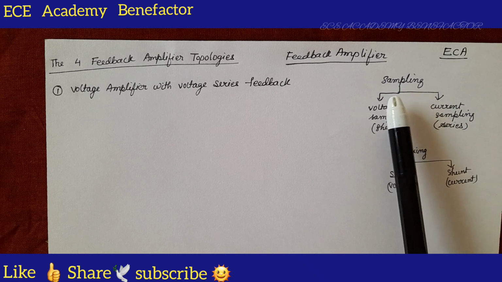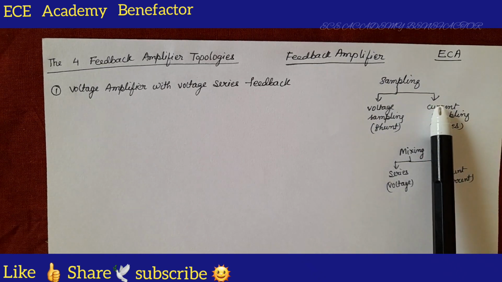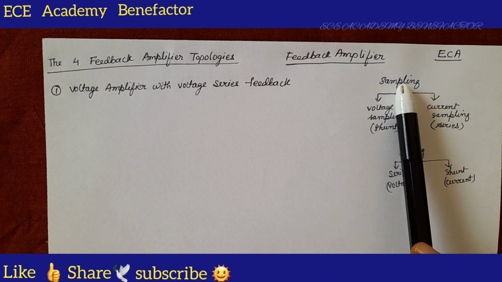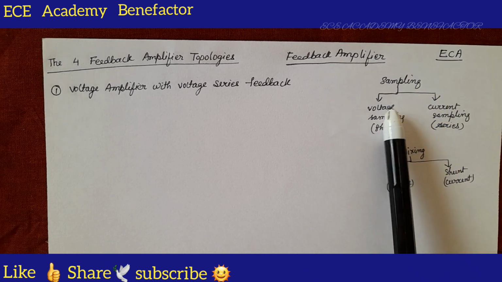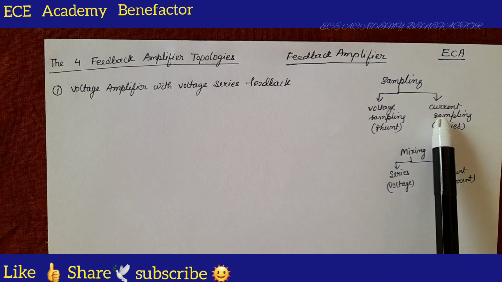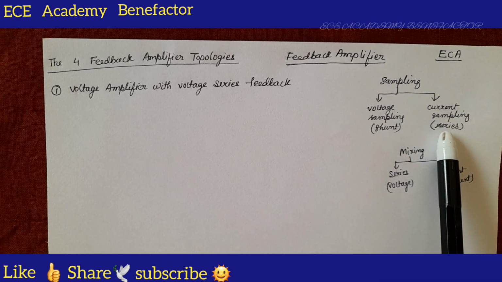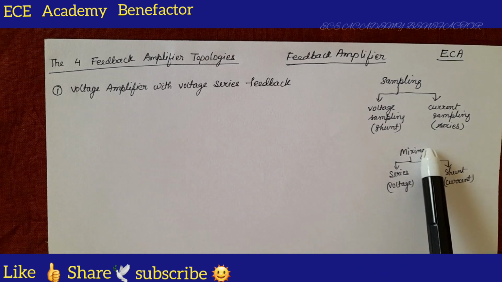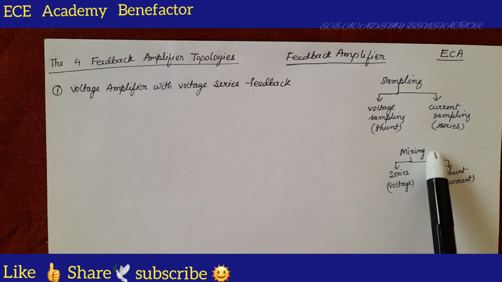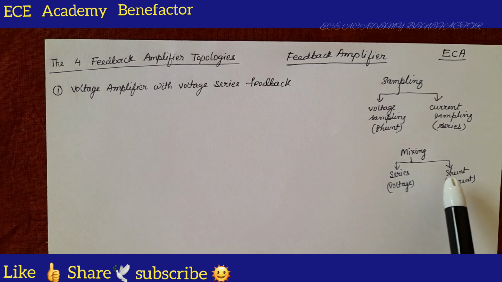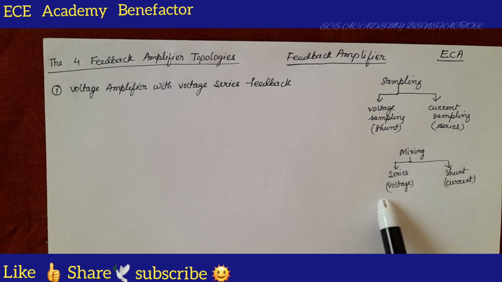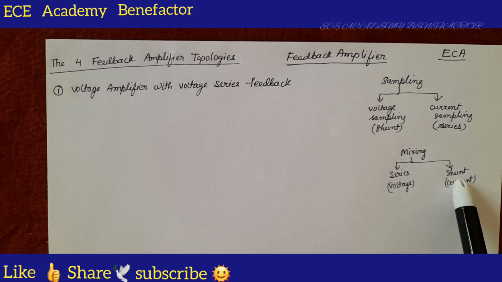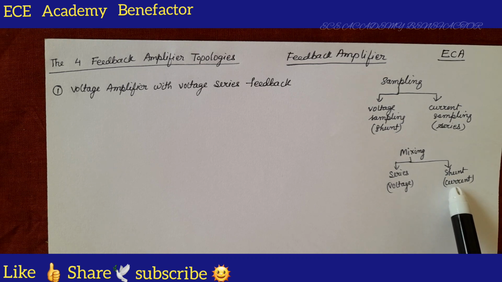There are two types of sampling, voltage sampling and current sampling. If sampling is done at the output side of the amplifier, if it is voltage sampling, it is shunt connection. If it is current sampling, the connection will be series. Mixing is done at the input side. There are two types of mixing, series and shunt mixing. Series mixing means we need to place a voltage source at the input side, and shunt mixing means we need to place a current source at the input side.